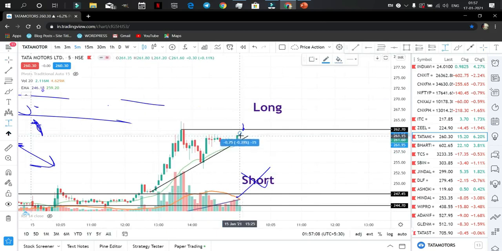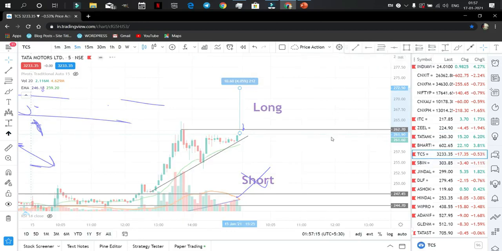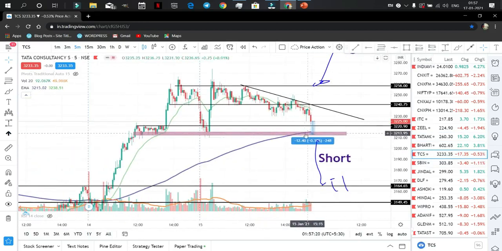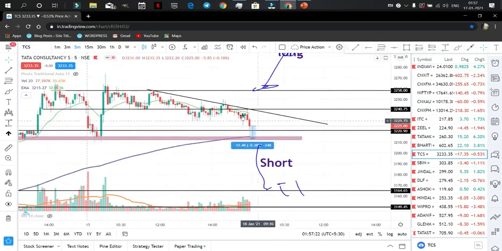So if the market opens gap up, I'm ready to take a long position in some of the stocks. If the market opens, let's say, gap down, also I'm ready to take some short trades. So if the market opens gap down, I can short TCS, and if it breaks this supply zone, if it breaks this demand zone and the 200 EMA, I'll take a short trade.